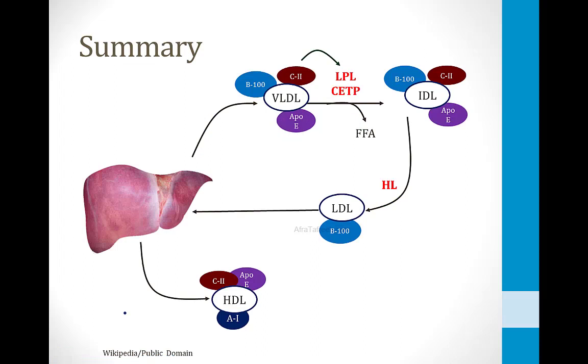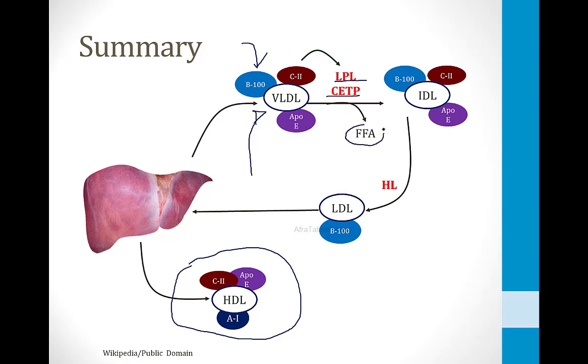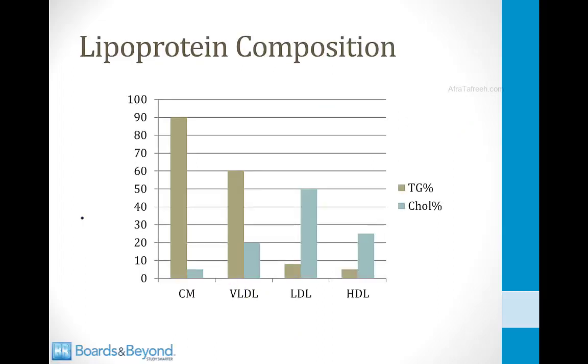So here's a summary slide of the lipid metabolism we've been discussing. HDL is secreted from the liver. It contains ApoA1 and ApoC2 and ApoE. VLDL is secreted from the liver with B100, and then it picks up C2 and ApoE from HDL. When VLDL encounters lipoprotein lipase and CETP, it releases some of its triglycerides and free fatty acids. It then becomes IDL, which will encounter hepatic lipase and release more free fatty acids and triglycerides. You'll be left with LDL, which can donate cholesterol to tissues and ultimately can be taken up by the liver, which contains LDL receptors.